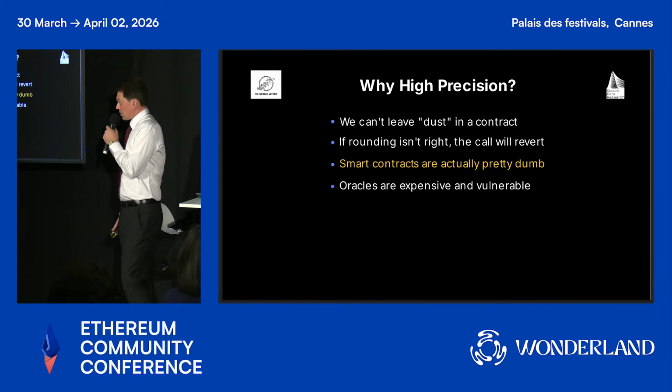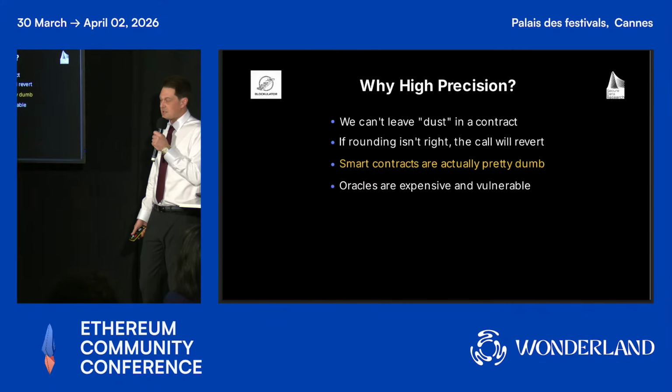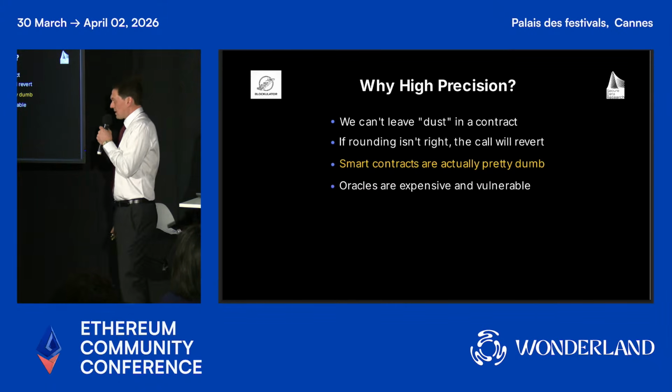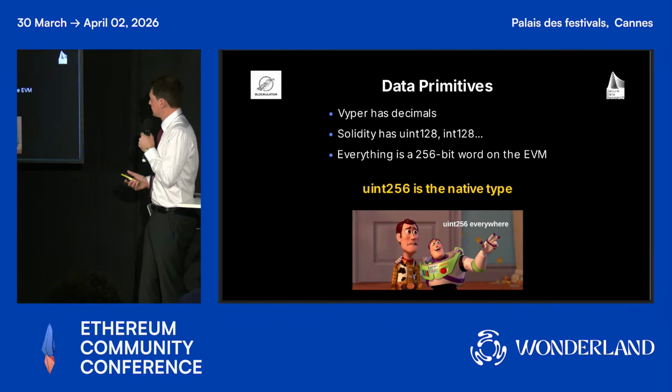Your other option is to go to an oracle. You can go to Chainlink for random numbers. I don't have a good way of making random numbers on chain, obviously. These are expensive and they're vulnerable. It's the number one place to get hacked by having injections of bad information.